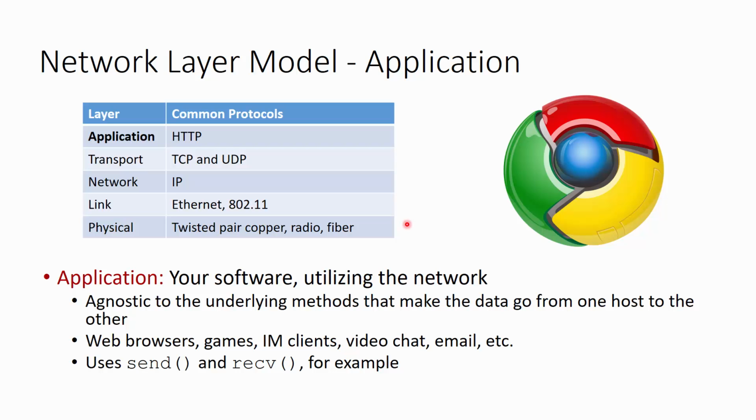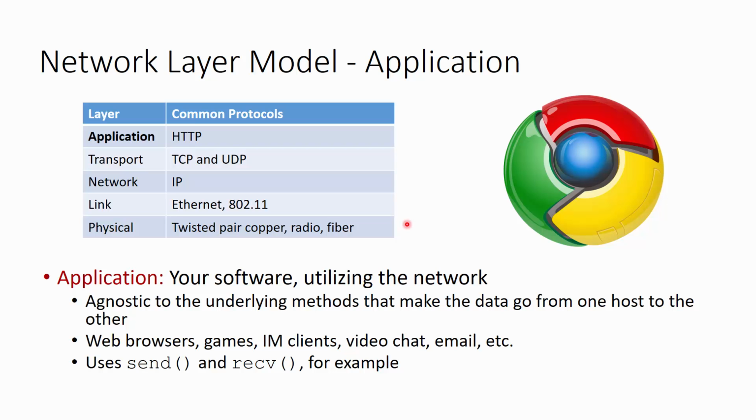So our top one is going to be the application layer. The application layer is our software. It's what we're doing. Our software is what is going to use the network for some particular purpose. And it doesn't care about how the data gets from one place to the other. All it knows is that it is requesting information and getting it. So a web browser, a game, chat clients, email, it's just programs that are being run that use the network.